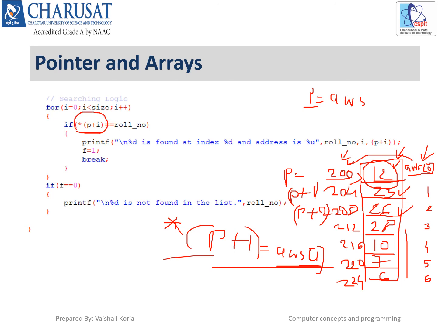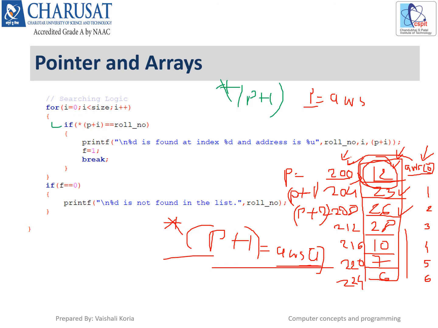Okay, so when i is equal to 0, p plus 0 means it will give you the first value, 12. When i is equal to 1, then the expression would be p plus 1 star. That means it will give you the value at index 1, that means 23. So we have to write this if condition in the for loop.